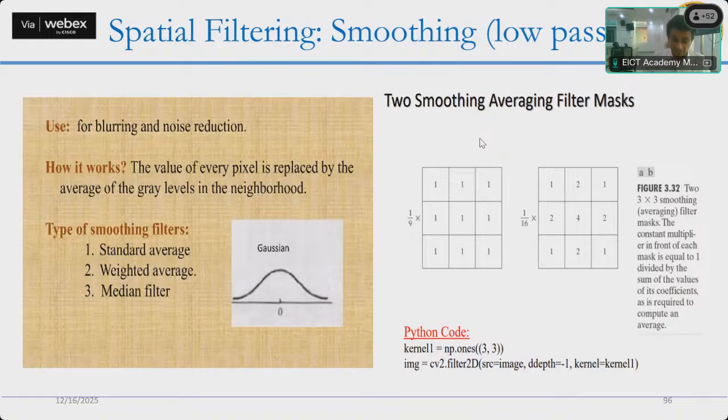Types of smoothing filters are there. One is the standard average. Another is the weighted average. Third is the median filter. So how do you apply it? As shown here, the constant multiplier in front of each mask is equal to 1 divided by the sum of the values. For example, somebody may say that when I'm applying it, I may need the normalized value, like what was the actual impact of that algorithm on me? Values there were 9 and here it should be 60.